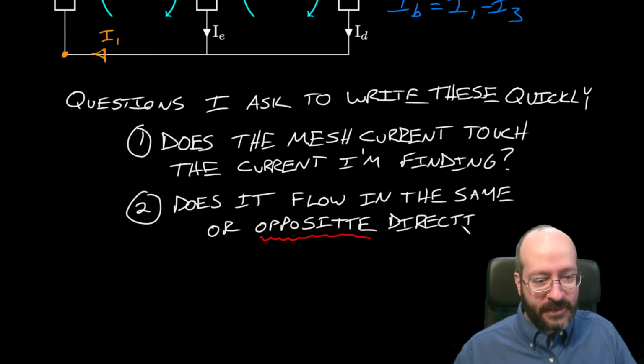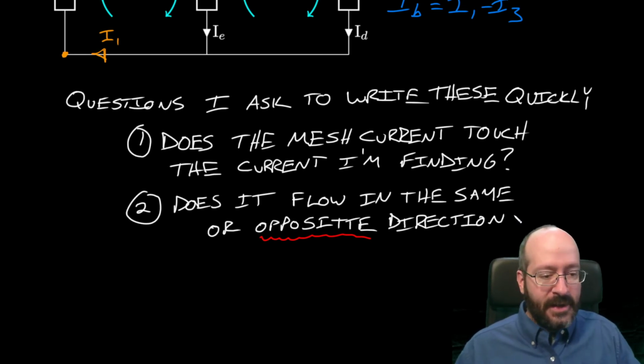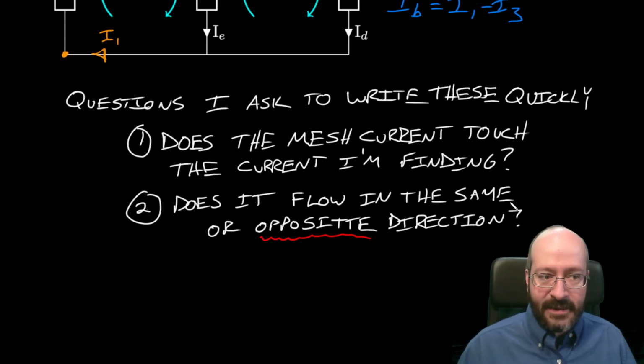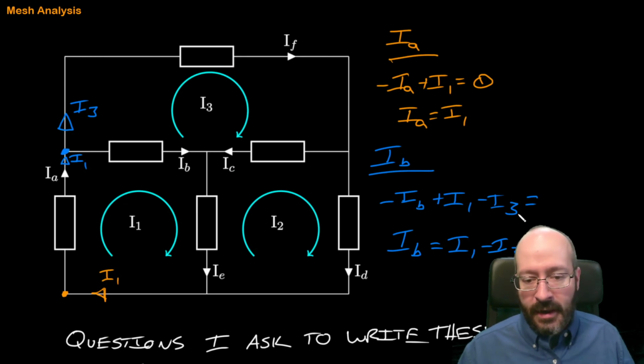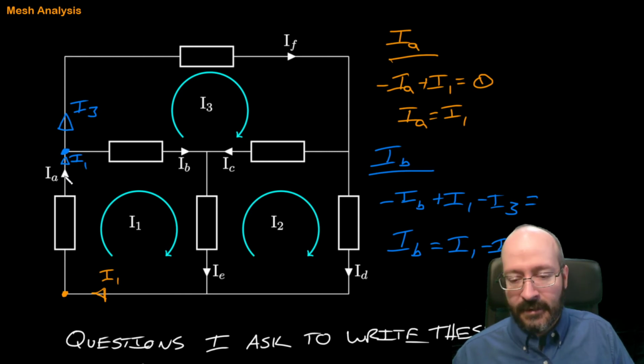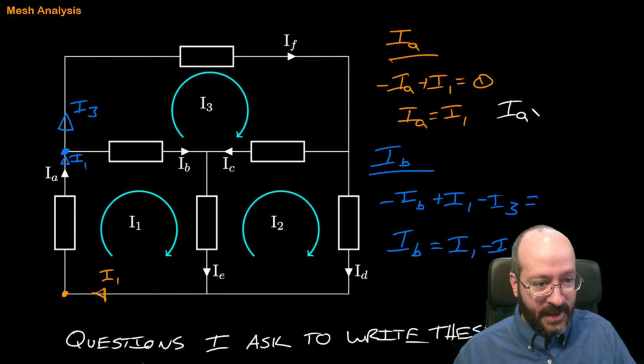Okay, the first question is going to tell me whether I include that mesh current in the expression or not. The second question is going to tell me whether it's positive or negative. And that's how we do this. So if I'm writing the expression for IA, I say, does I1 touch it? Does I1 flow through the arrow for IA? And it does, so I know I'm going to include it in the expression. So we can just say IA equals I1.